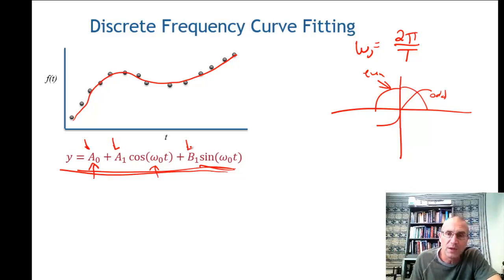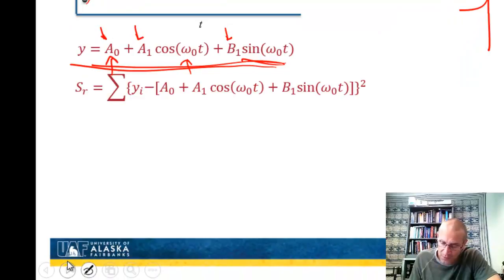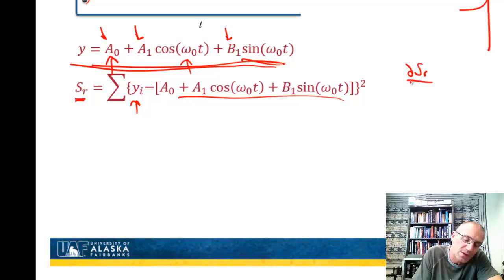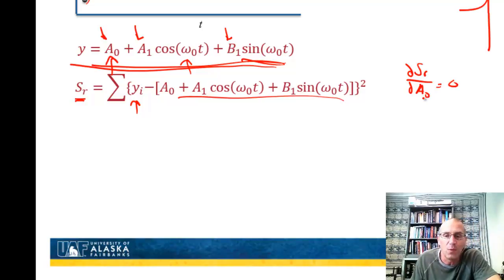If we think back to when we did curve fitting before, we went ahead and found the square error, and that's what this value of S sub r is. We're taking the actual value we have and then effectively our model fit, and then we're going to take the derivatives, dSr/dA0, set that equal to 0, the same thing with A1 and B1, and then solve that series of equations to determine what those coefficients are.